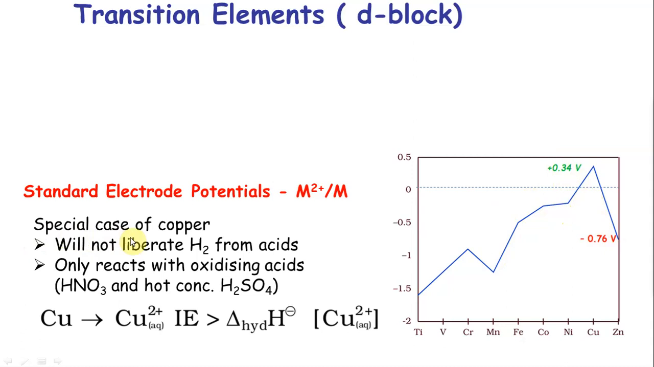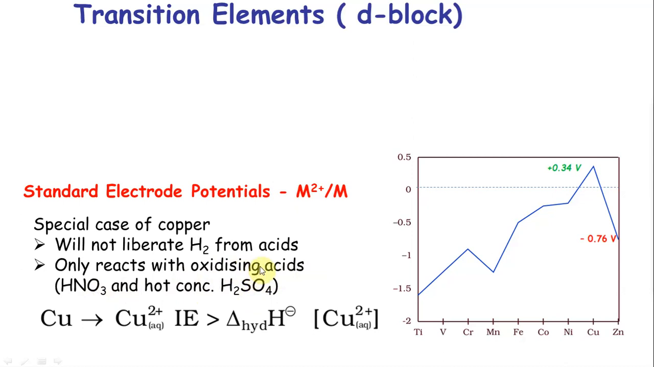The special case of copper is going to come in two different places. First one is this. Copper is very high in E0 value, meaning it prefers to stay as copper 0. So it will not easily liberate hydrogen from acids, whereas when I put zinc in dilute HCl, it will easily liberate. If I have to do it with copper, I have to use an oxidizing acid like concentrated HNO3 or concentrated H2SO4.